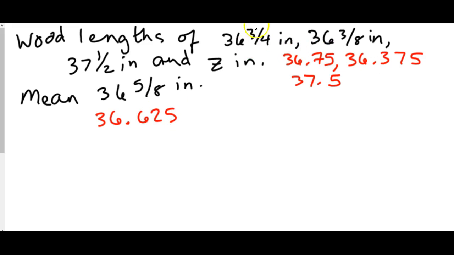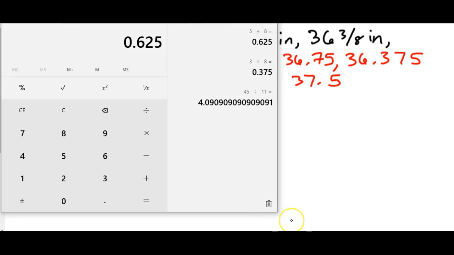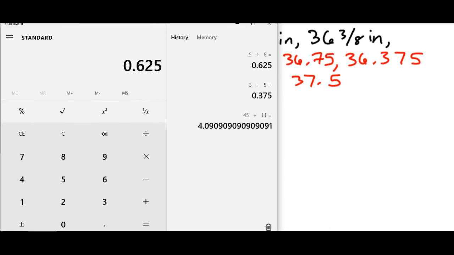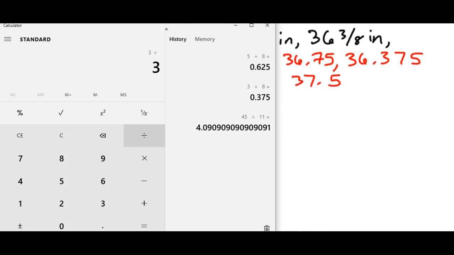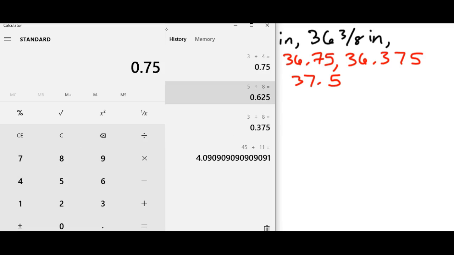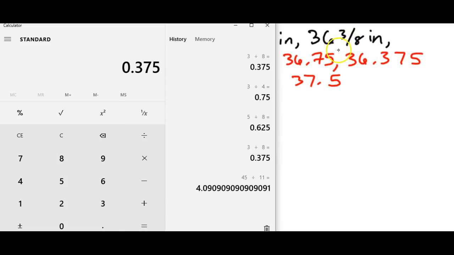Now, if you're not sure how to find the decimals, I just plugged the fraction part into a calculator. 3 divided by 4 gave me 0.75, so 36.75, or 3 divided by 8 gave me 0.375, so 36.375.